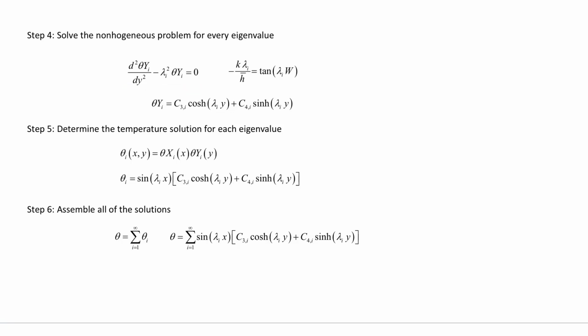Again, we're saying it's minus because this is a non-homogeneous direction. This is our eigencondition, and we've now used this to solve for our eigenvalues. So what's the solution to this ODE? Well, it's sinh and cosh times some unknown constants, and we have I of those solutions, so we have to put the index I on. Same thing we did last time, sinh and cosh.